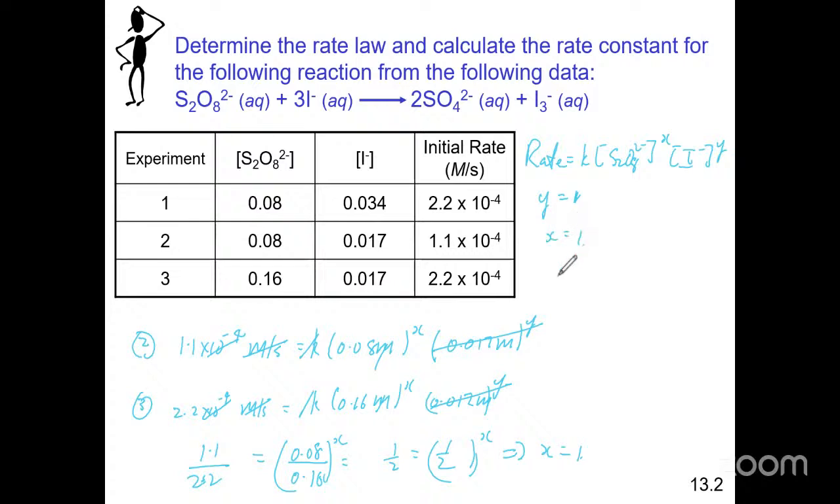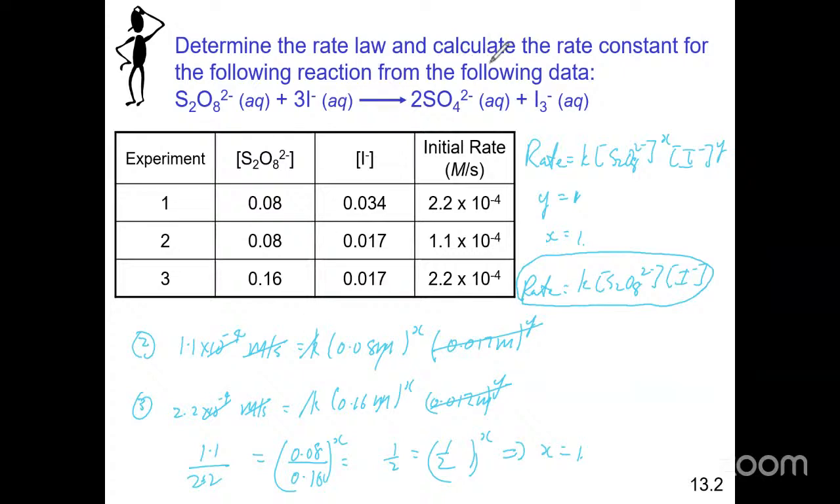Okay, so the rate law is rate is equal to K times concentration of S2O8 2- times the concentration of I-, and that's it. So this would be the rate law that the question is asking for, all right?